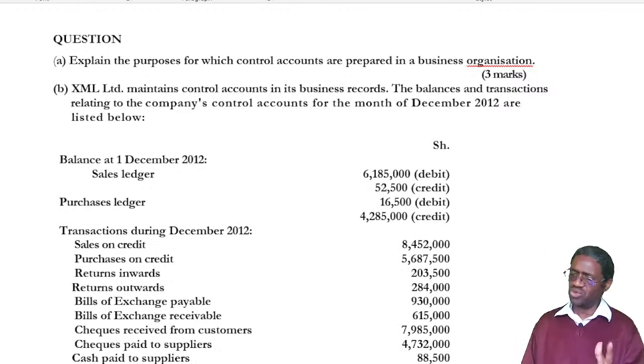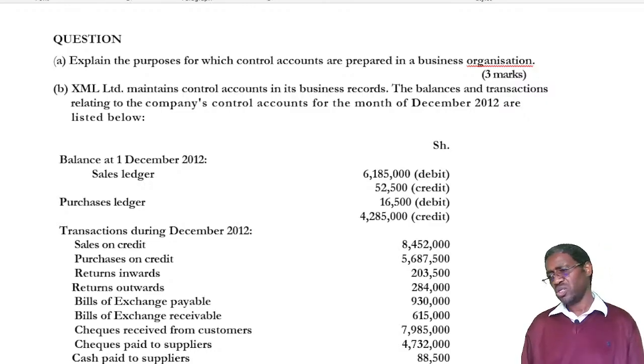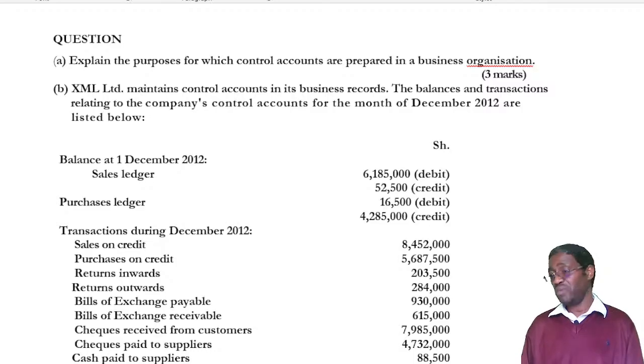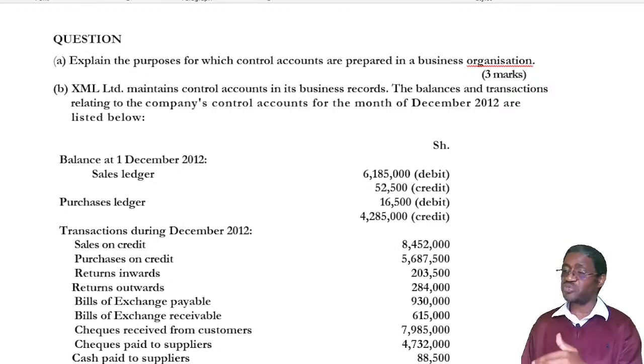One of them is you may want to know, could we have committed some errors in the entering of the transactions in the ledger accounts? That's one purpose. It will help you to know. Number two, of course, it will also help you to detect any fraud. Maybe some of your accounts clerks are committing some fraud. So if this control account is prepared by somebody senior, then the balances will not agree.